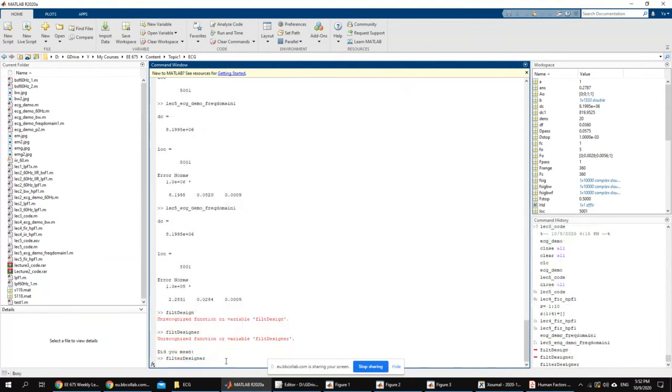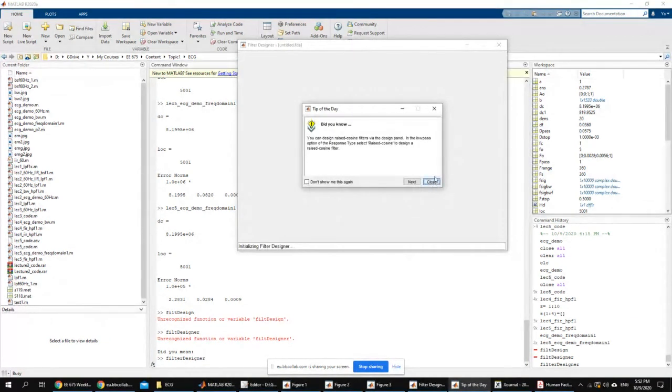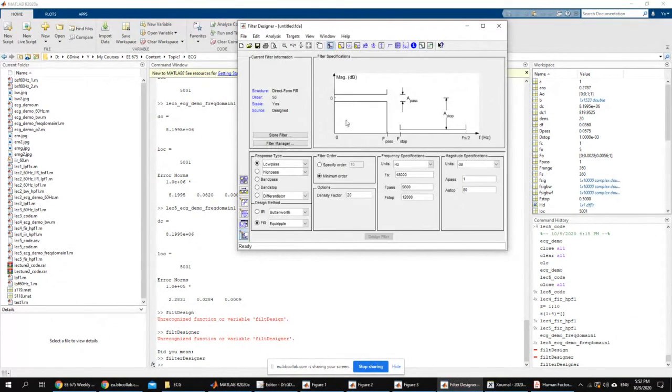Okay, filter design. So basically, I'm going to start with a low pass filter, FIR is okay. Sampling frequency as we did before, 360. F-pass, let's start with 60 or 100, for example. F-stop, let's make it maybe 120. And the attenuation, let's make it something modest, like 40 decibels.